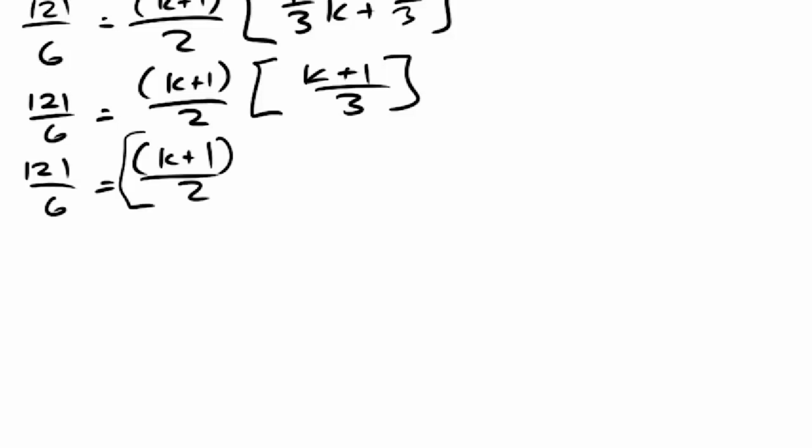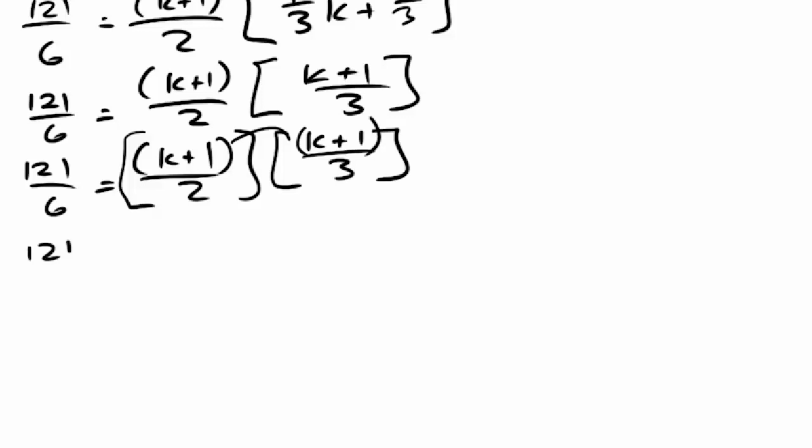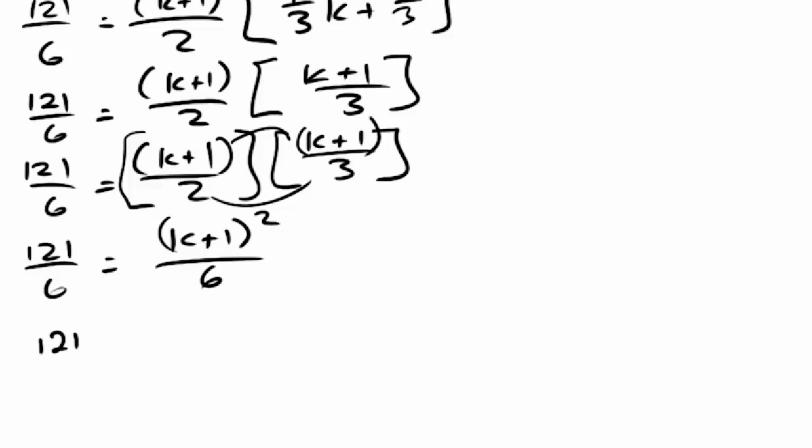Okay, and this is then times by k plus 1 over 3. So that times by that, so 121 over 6 is equal to k plus 1 squared over 2 times 3, which is 6. Multiply both sides by 6, and then they'll cancel out. And what we'll have is 121 equal to k plus 1 squared.